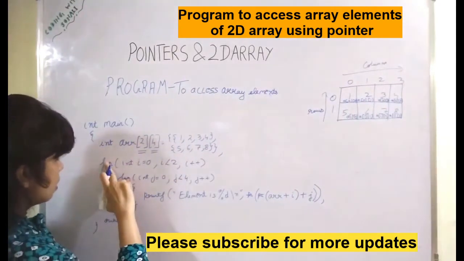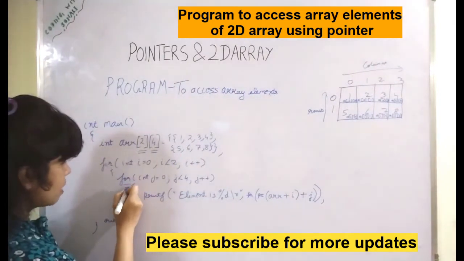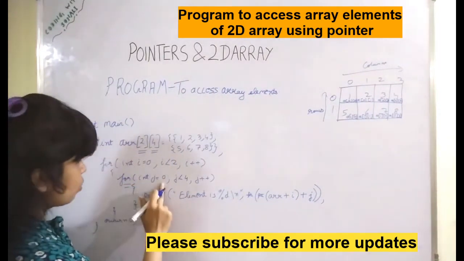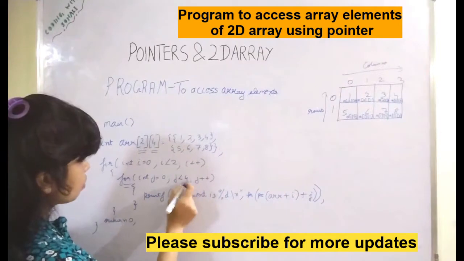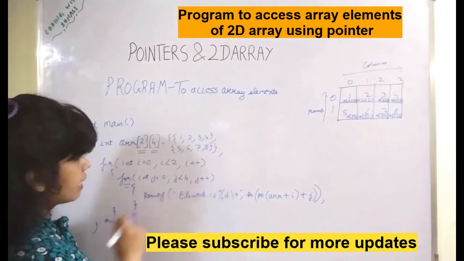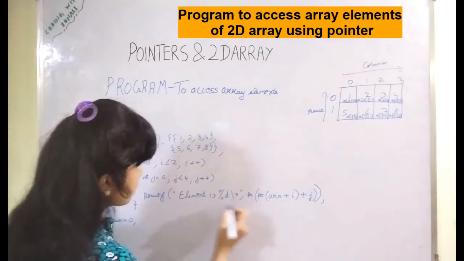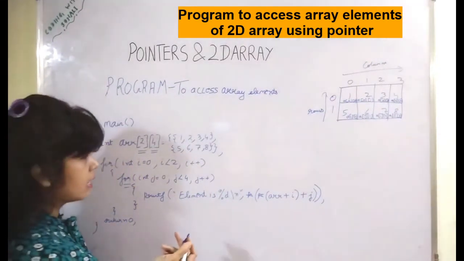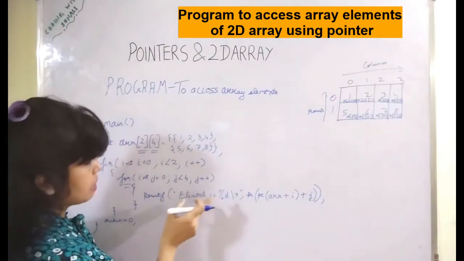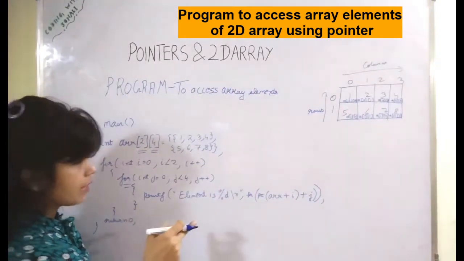Inside this outer for loop, one more for loop is there. And here I am doing j is equal to 0, j less than, what is the column? It is 4. And then j plus plus. And inside this for loop, since I want to access the array elements, I want to print the array elements using the formula which we have constructed.